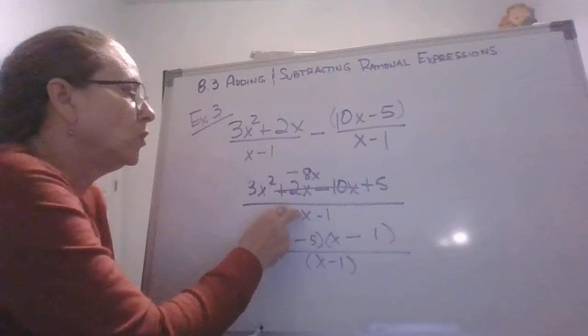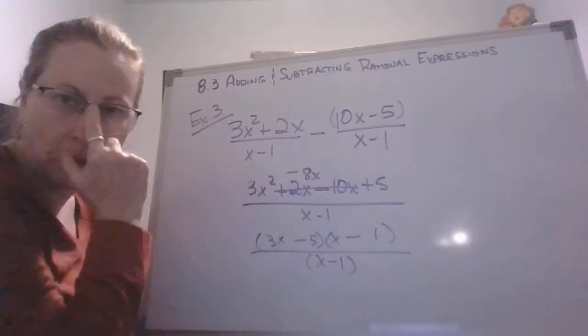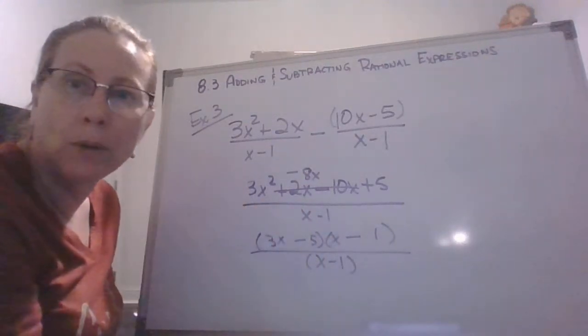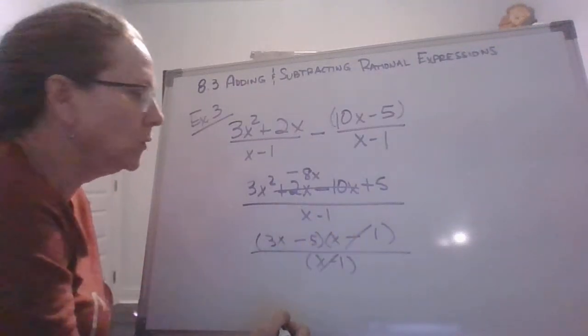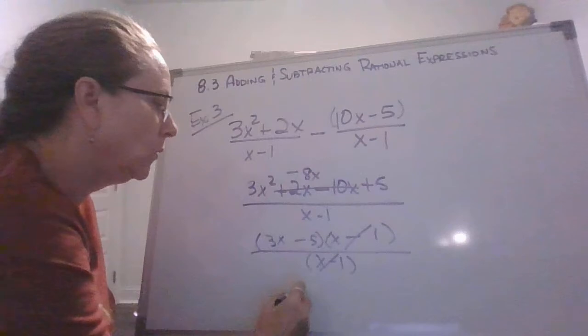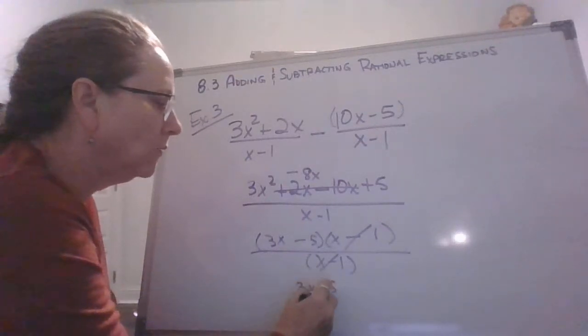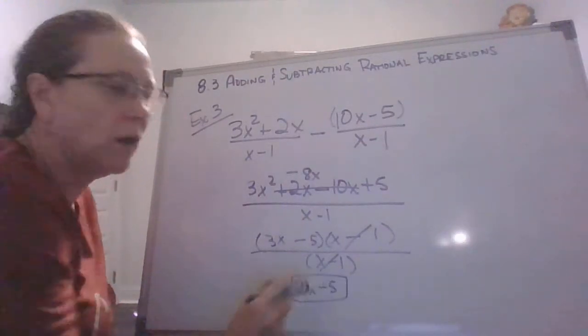Usually, if you try one of your factors as the denominator, that'll help you out a little bit with your factoring as well. X minus 1 cancels, and what are we left with? 3x minus 5 for our final answer.